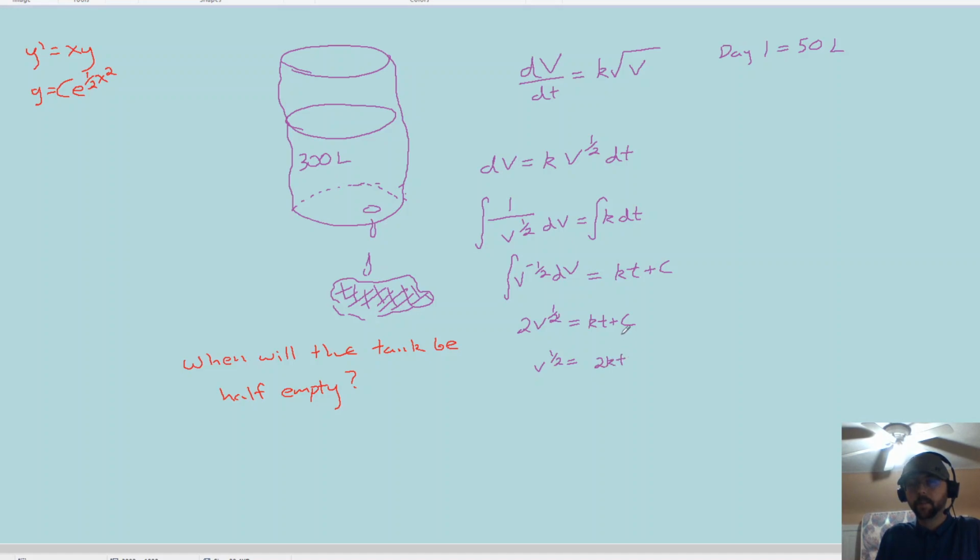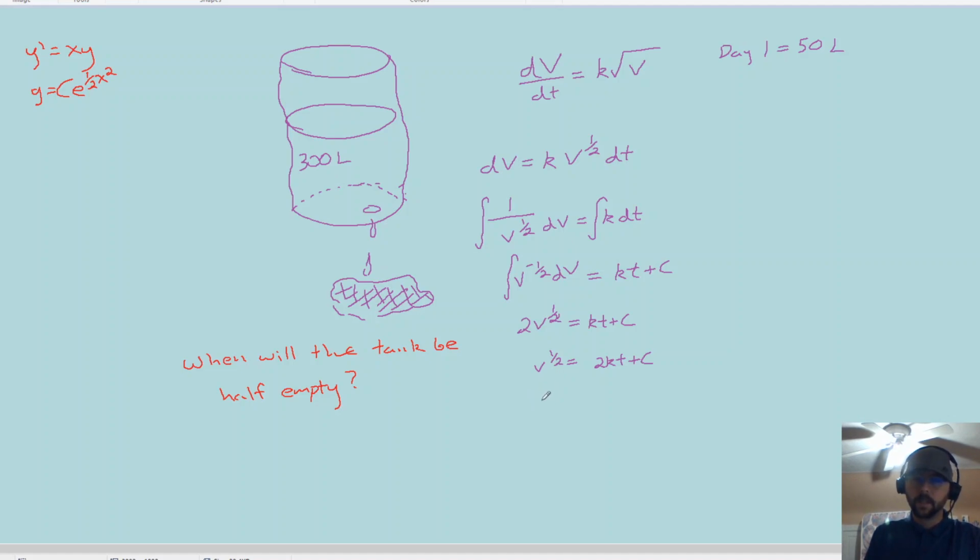2kt plus 2c, but once again that 2 doesn't need to be multiplied by that c. I'm not sure if that applies to the k or not. I'm just going to multiply it by the k. I think it does, because the k has a t with it, but at any rate it doesn't need to be multiplied by the c. So then we're going to square both sides.